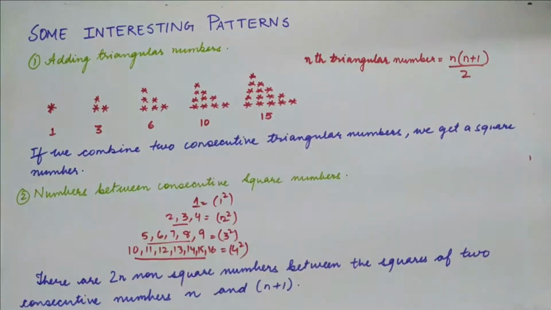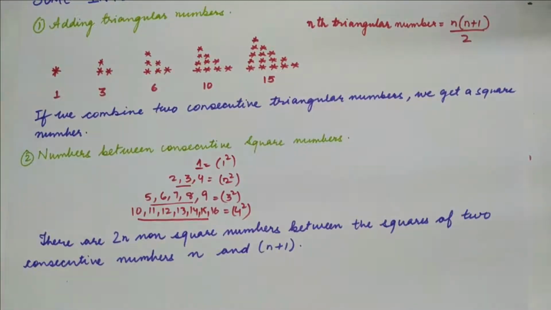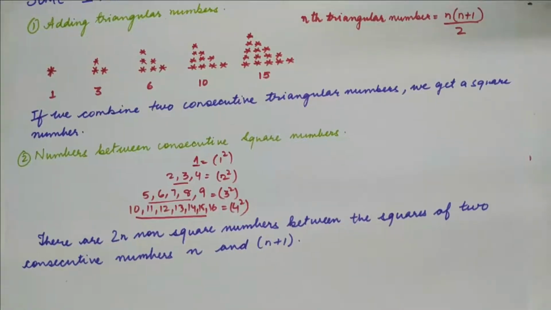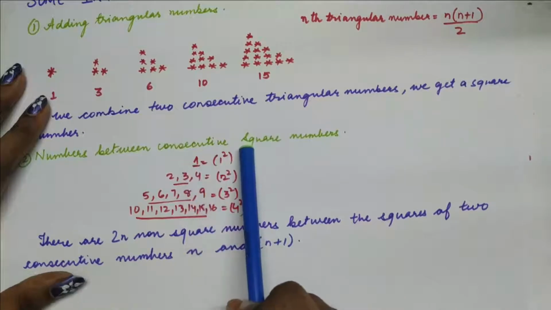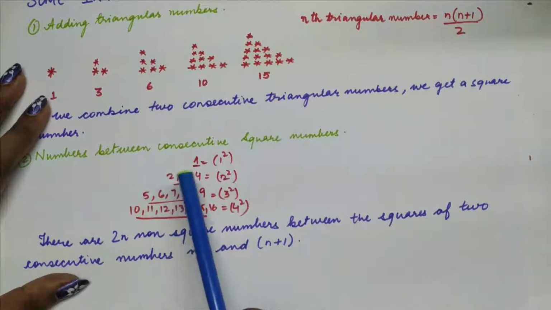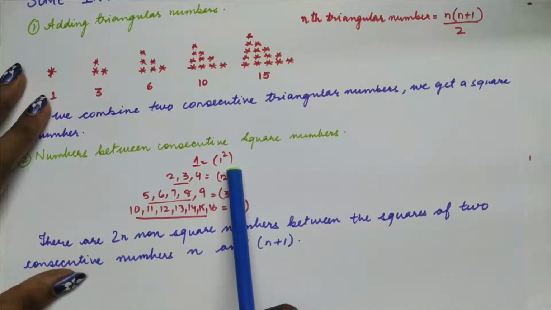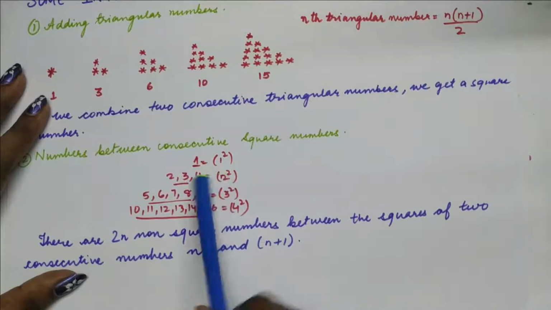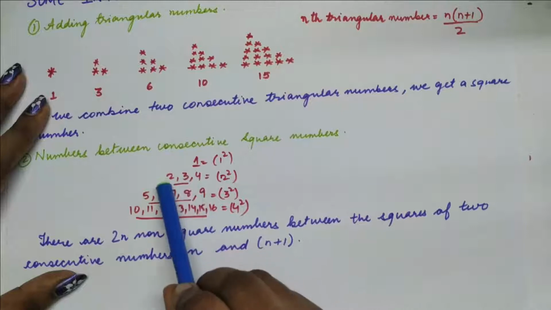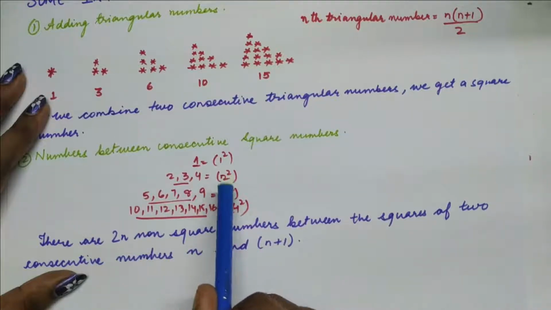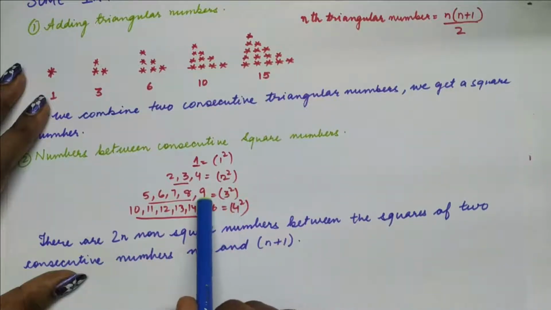Our next pattern is the numbers between the consecutive square numbers. If two square numbers are given, how many numbers are there in between them? How to find? So if you see here, 1 is the square of 1. If we have 2, 3, 4, 4 is 2 square. So if you see, the difference between 1 and 2 square, how many numbers are there here? 2. Similarly, 3 square, that is 9.